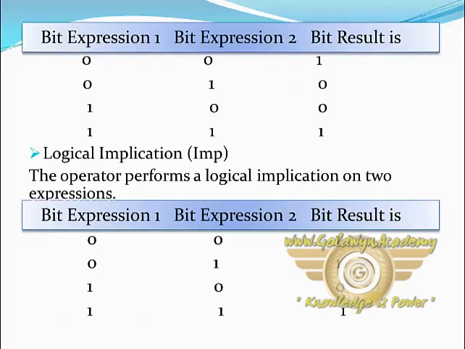Logical implication. The operator performs a logical implication on two expressions. Here, if the value of the first expression is true and the second expression is false, then the result is false, otherwise true.